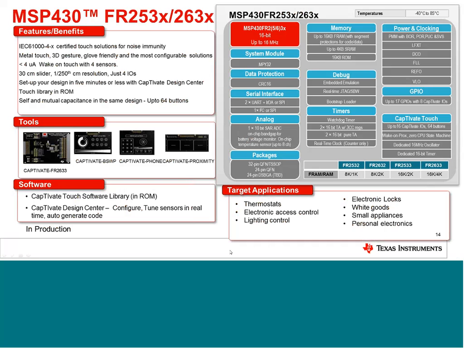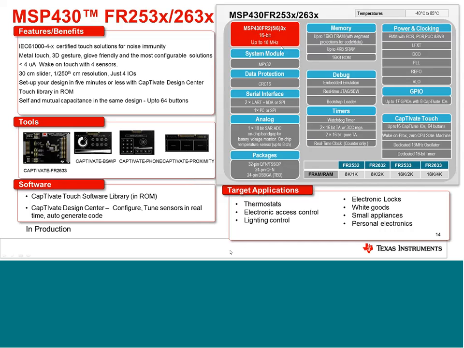There is also a number of IOs: up to 16 CapTIvate IOs on the 2533 and 2633, and up to 8 CapTIvate IOs in the 2532 and 2632. Now, a couple of points here. What you're looking at is a completely dedicated peripheral for touch. Think of this CapTIvate Touch as a smart ADC, for instance. It is a completely dedicated capacitance-to-digital converter. And then you have a fully programmable microcontroller right beside it.